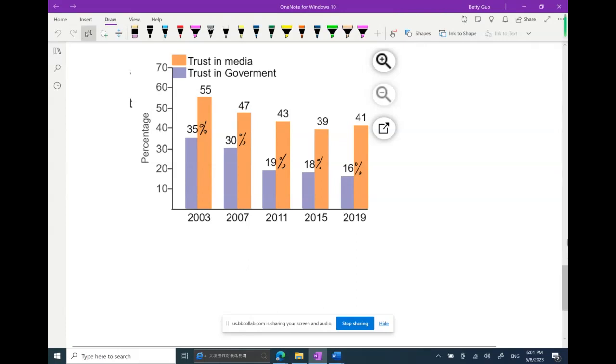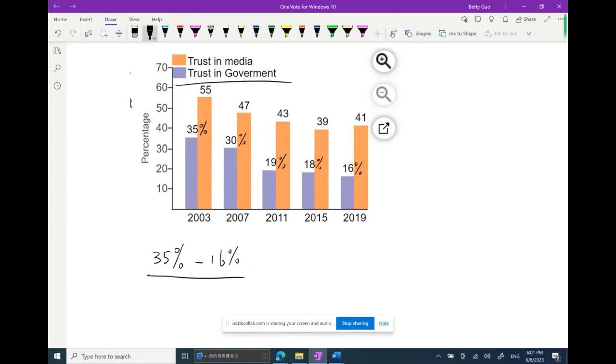So we are looking for the annual decrease in the percentage of trust in the government. So we look at the purple bars. To do that, we are going to take the bigger percentage, the maximum percentage, minus the minimum percentage. Divide the difference by the number of years. And from 2003 to 2019, that is 2019 minus 2003.